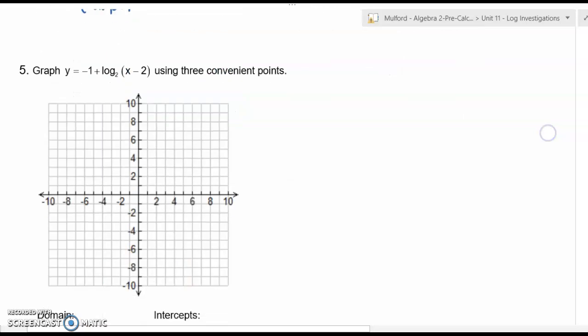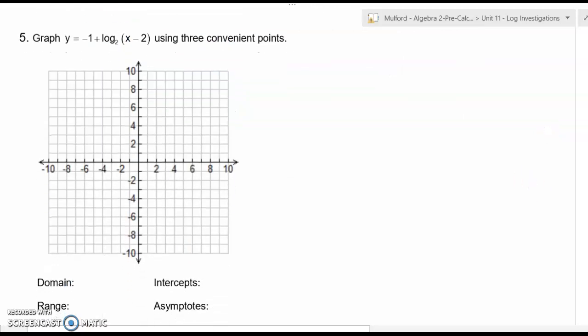All right, one more, number 5. So when I've graphed this one, the first thing I'm going to do is bring that 1 over. So when I set this up, y plus 1 equals log base 2 of x minus 2. The first thing I want to do is find out where this is equal to 0. So x minus 2 equals 0, so x would be 2. That's my vertical asymptote. So I'm going to grab my red pen. x equals 2.